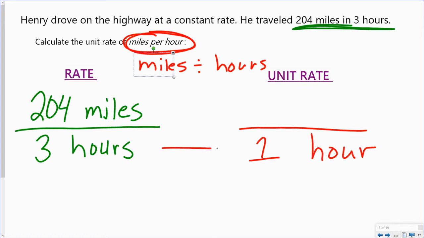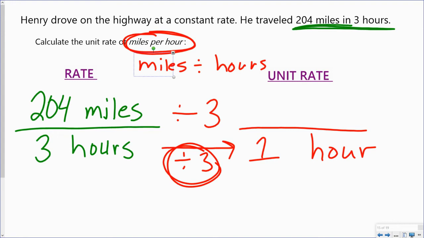I'm going to take 3 and divide it by 3 to get to 1. So if I divide by 3 here, I have to divide by 3 here. And 204 miles divided by 3 gives me a total of 68 miles. So again, it's 68 miles per 1 hour, or 68 miles per hour.